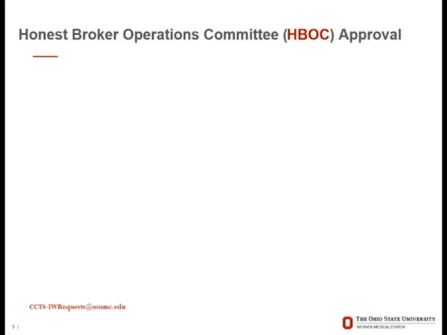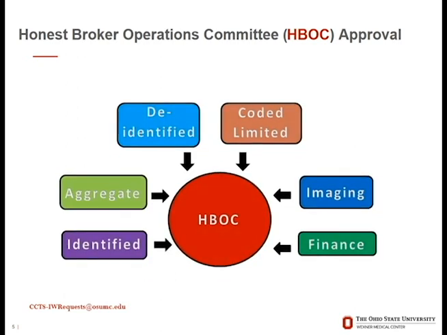So any request, be it de-identified, coded limited, aggregate, IRB approved PHI request, or imaging request, where you need imaging data that does not reside in EPIC or in IHIS, but the imaging informatics team collects this data, or finance data, which is again not captured in IHIS, but the OSU finance team keeps track of all the hospital finance data, or if you need cancer registry data, which is not captured in IHIS. If you need any of this data, this is the method to follow. Submit an honest broker request or the research data request.